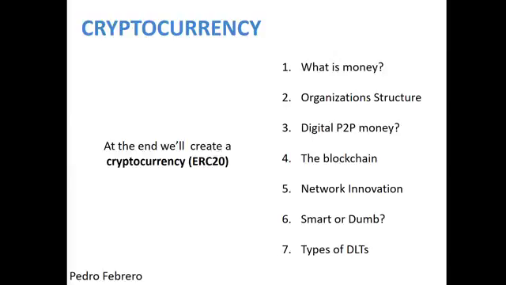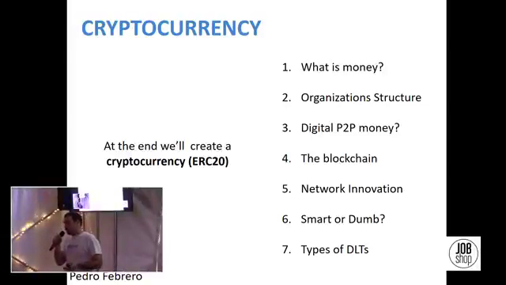I will give 2 examples about network innovation and smart or dumb networks, which one might be better, so that you can implement better innovation. Well, you can easily adapt new innovation, new developments to your projects. Afterwards, we'll speak about different types of DLTs, which are distributed ledger technology with economic incentives, so blockchain technology.